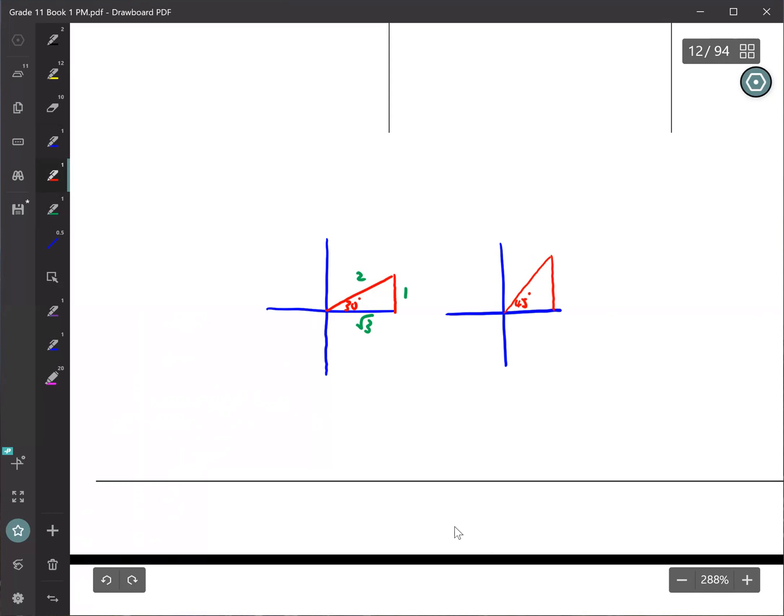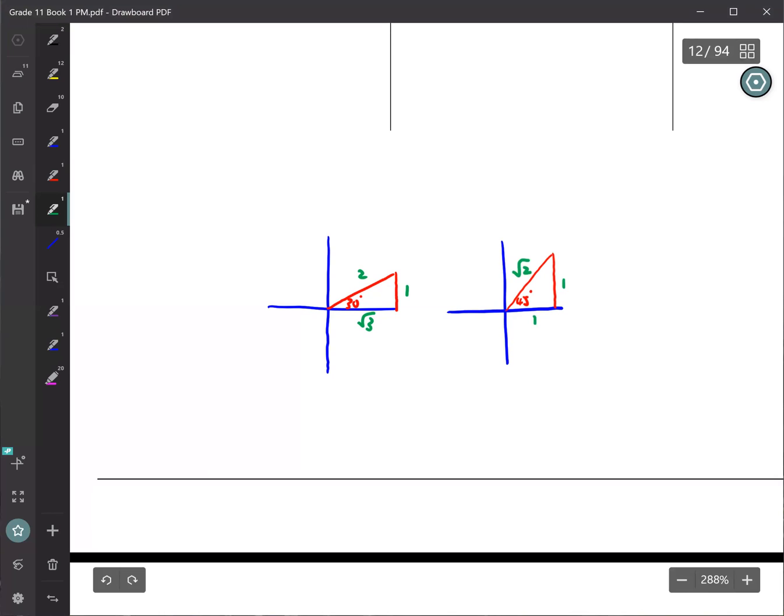Okay, so what are the three sides for 45, Elaine? What are the three sides for 45 degrees? 1, 1, and root 2. Yeah, 1, 1, root 2. Okay, so those are the sides.